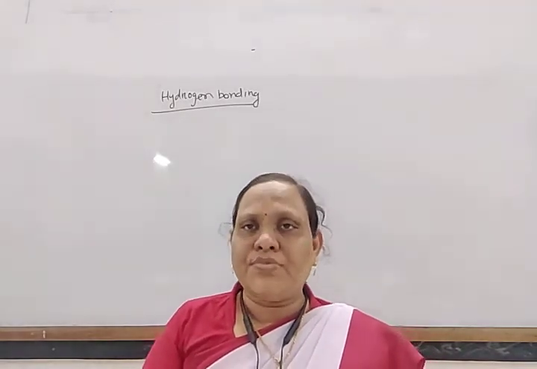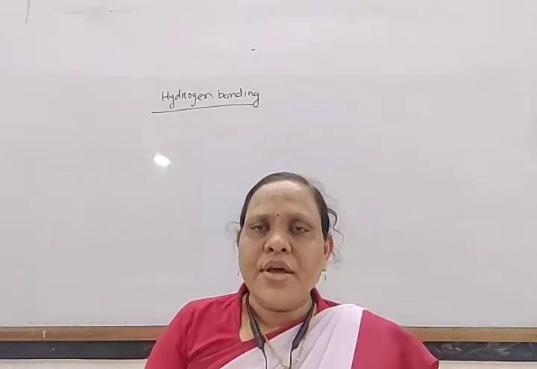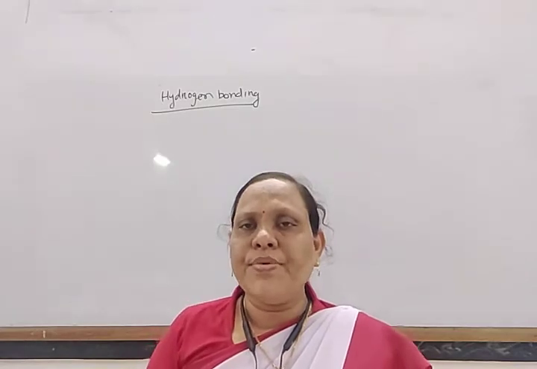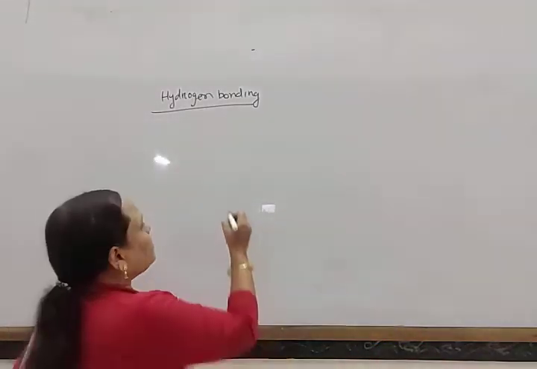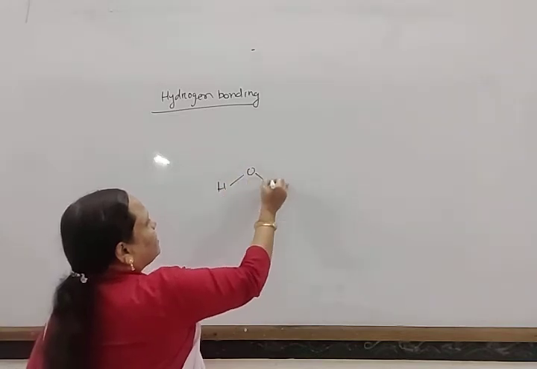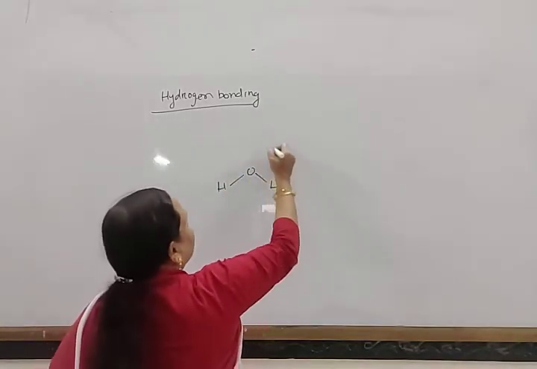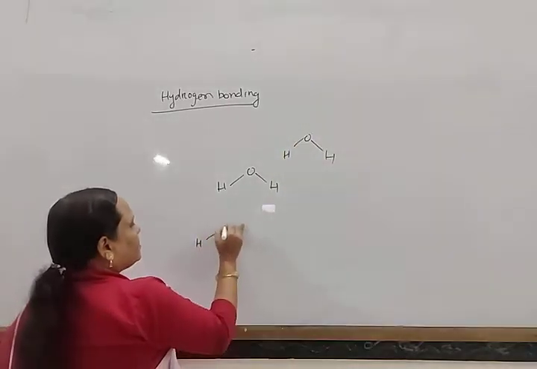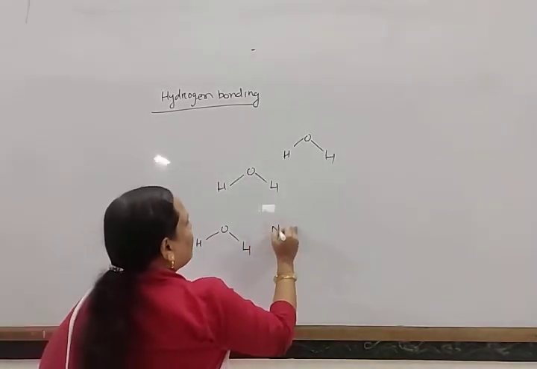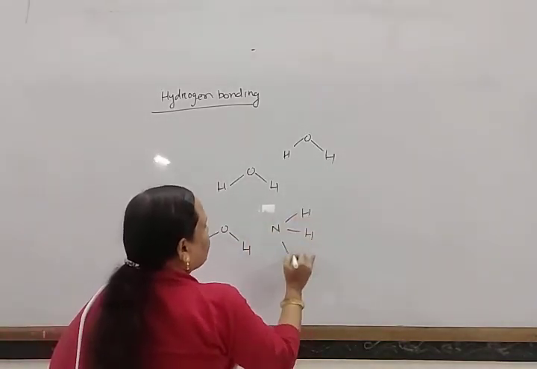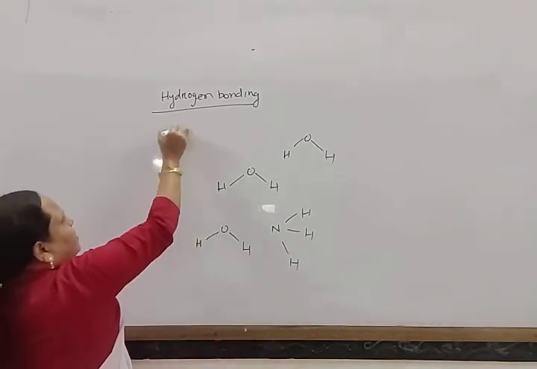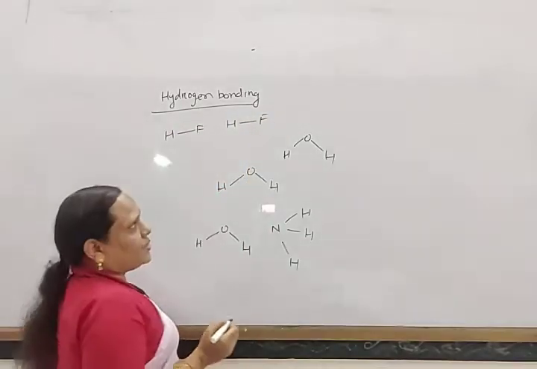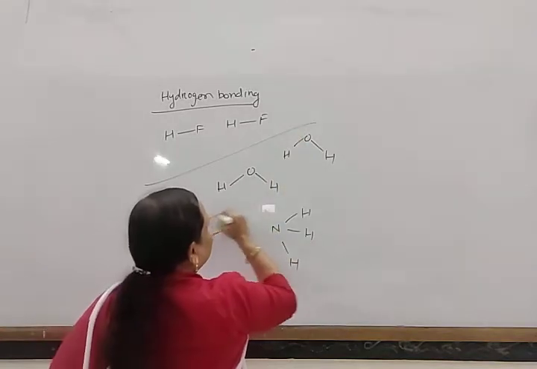So what is this hydrogen bond? It is the force of attraction between the hydrogen atom of one molecule and an electronegative atom of another molecule. Look here, suppose we consider water, H-O-H, and another water molecule, or H-O-H and another molecule, ammonia, NH3. Similarly, HF is a molecule and another HF is a molecule. So I have given three examples here.